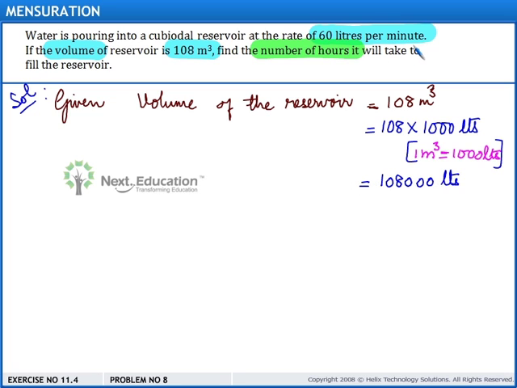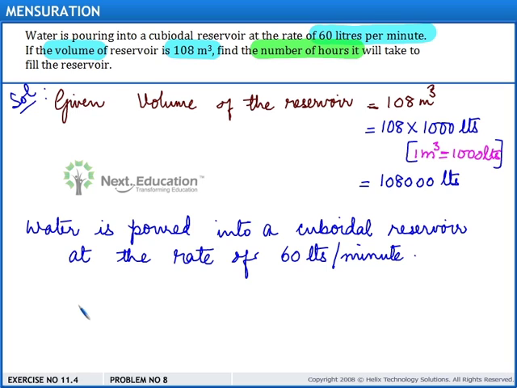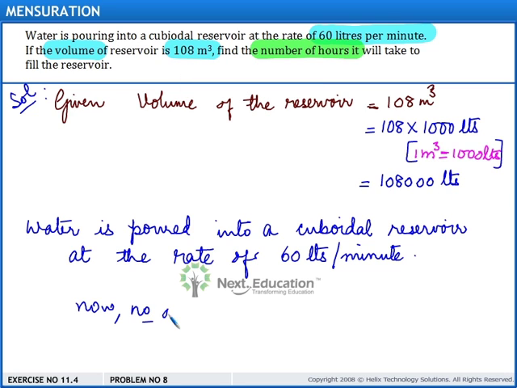Now, in the problem it is given that water is pouring into the reservoir at the rate of 60 liters per minute. We know the volume of the reservoir and we know the rate of the pouring of water into it, that is 60 liters per minute. Now, let us find how many minutes it will take to fill this reservoir of capacity, that is of volume 1,08,000 liters.